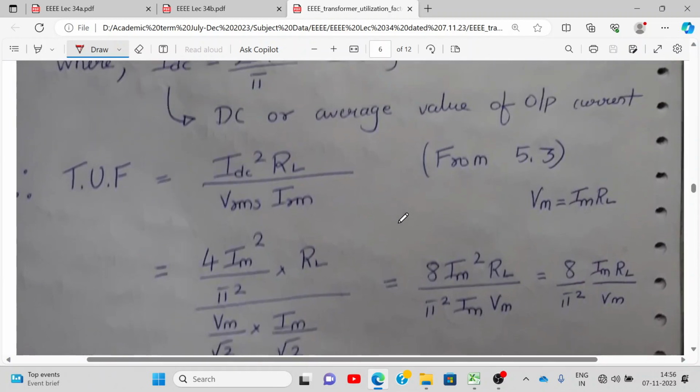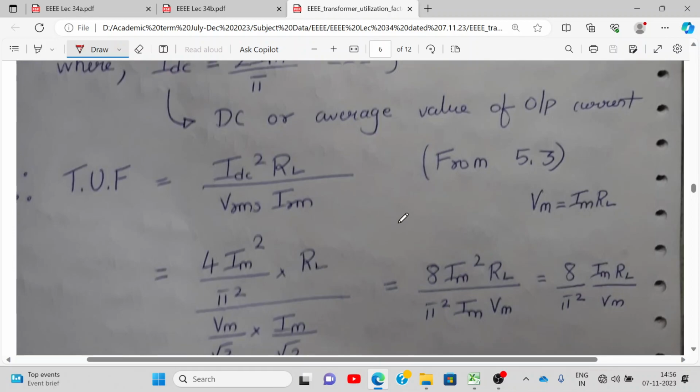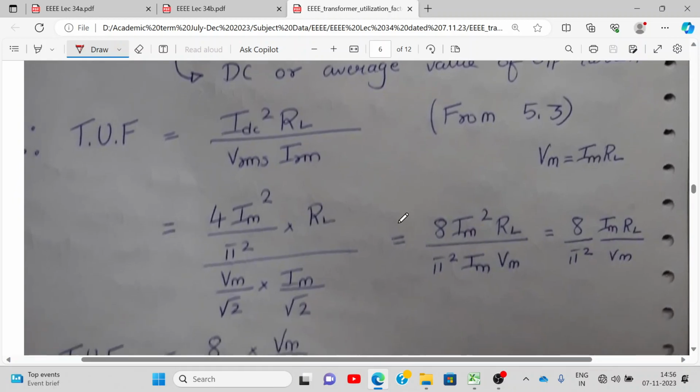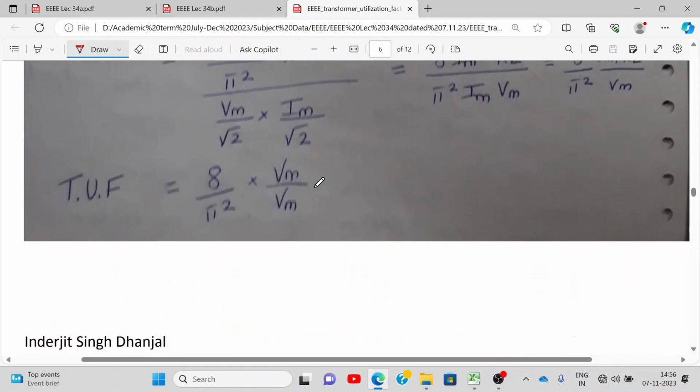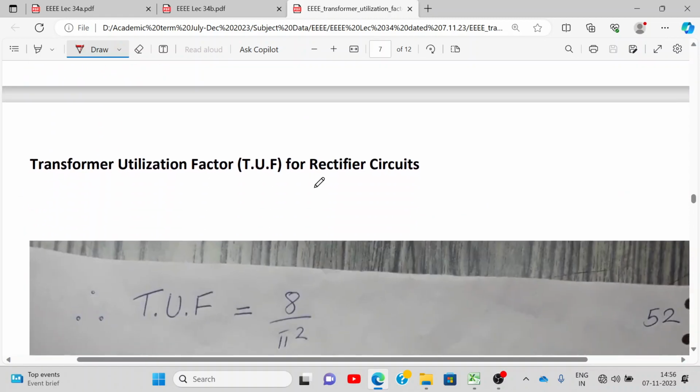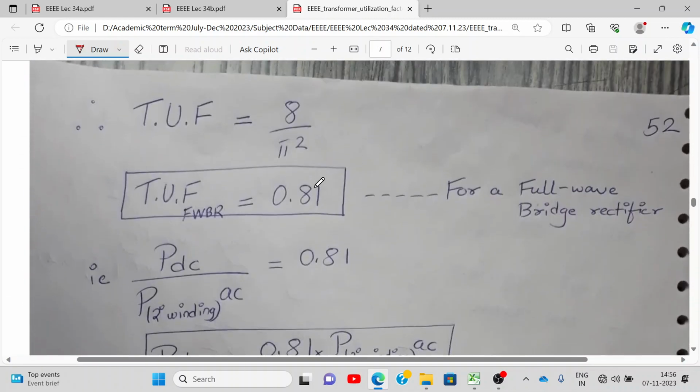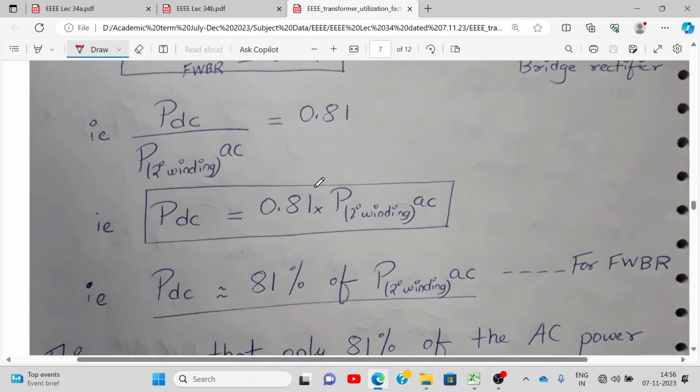What is IDC? 2 IM by pi that we have derived already. So IDC is different. If you want, you can write it down. IDC is different. VRMS is VM by root 2, IRMS is IM by root 2. Only this much difference is there. And if you substitute it over here, TUF will be 0.81. Matlab, in a full wave bridge rectifier, 81% of AC power is being converted into DC power at the output. So that's very good.